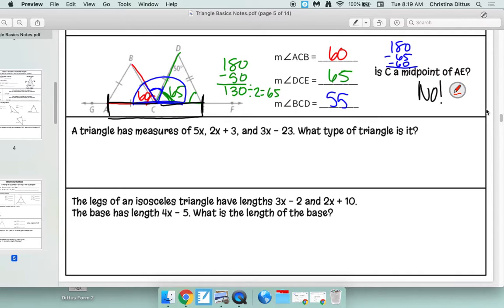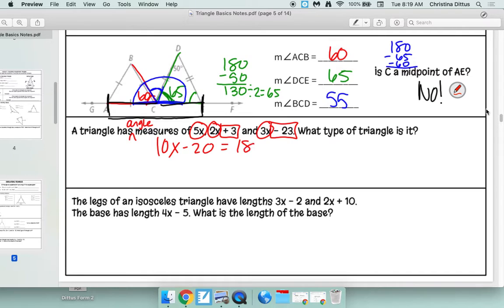On this next one, I forgot the word angles in here. So triangle has angle measures 5x, 2x plus 3, and 3x minus 23. What type of triangle is it? How many total degrees in a triangle? So what should I do with all three of those? Add them up to equal 180. Can we skip a step? Okay. X's, how much total x's? 10. Plus 3 minus 23 gives me a total of negative 20.